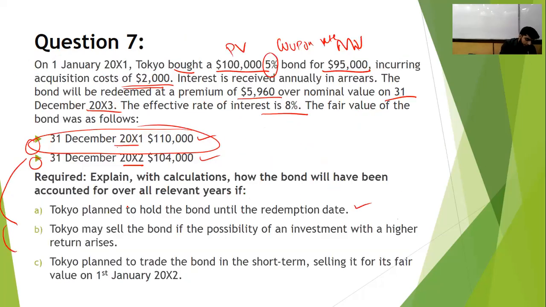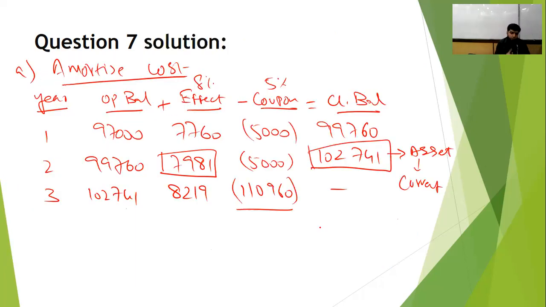Now, let's move on. How are we going to calculate the amount of interest income and the amount of investment to be reported in the balance sheet if we are following fair value through OCI? Now let's continue with this one. First of all, if the question is for fair value through OCI, you have to prepare this amortized cost table.